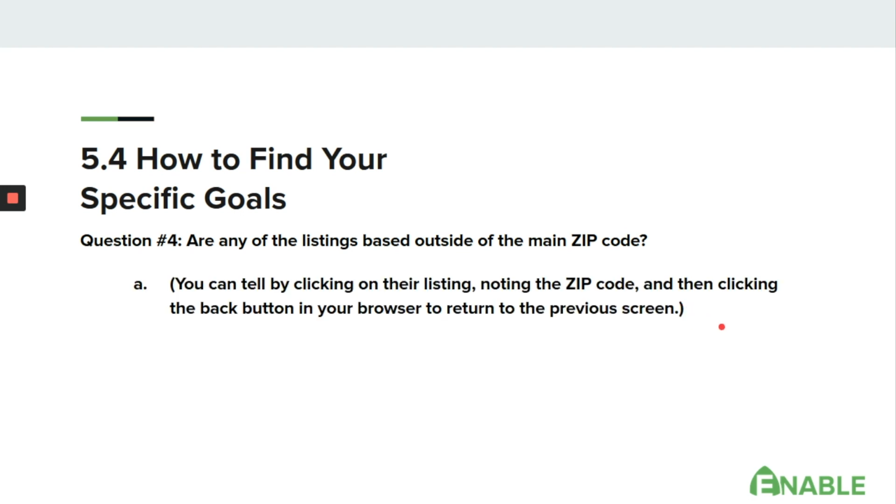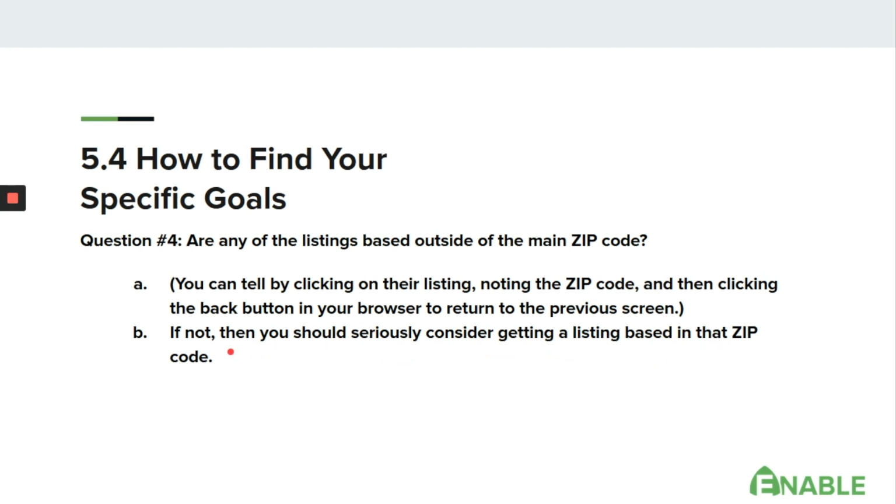So you're going to want to look at the different listings and what zip code they're based in. To figure that out, you can click on their listing. You can see their address and note the zip code, and then just click the back button in your browser to return to the previous screen. That way you won't have to search it again through the local search tool that we mentioned before.